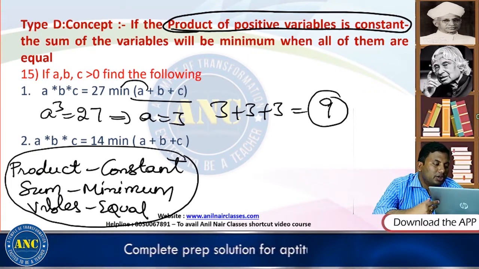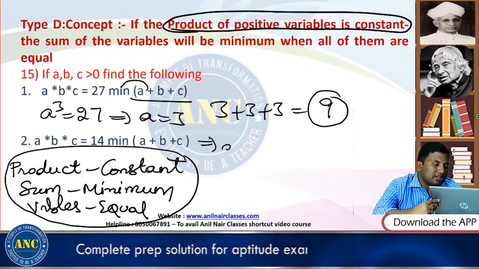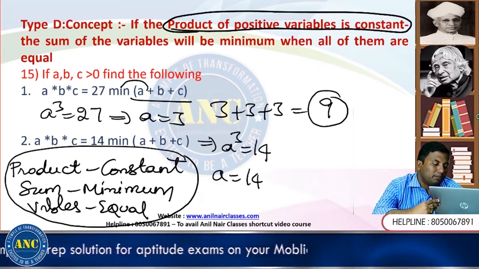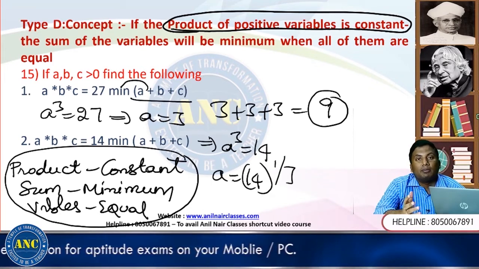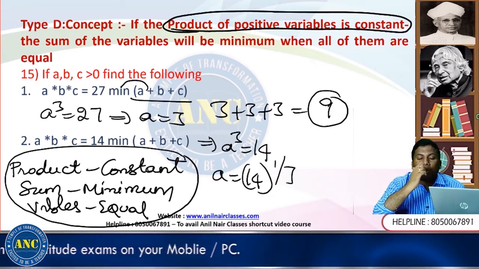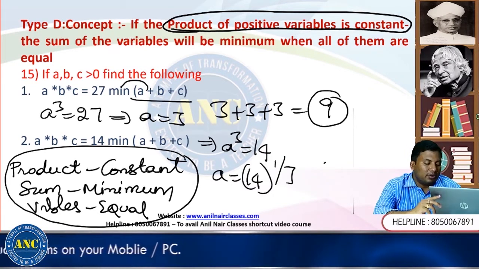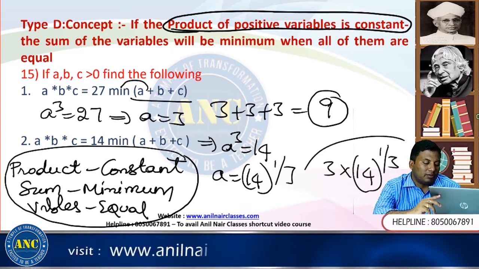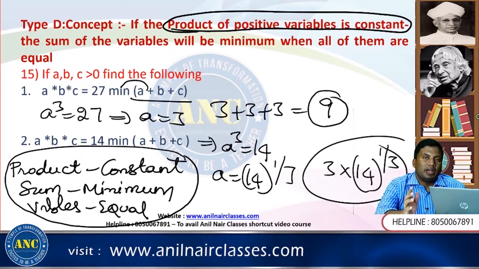A into B into C is 14, that means A cube is 14, so A value will be 14 power 1 by 3. Sum will be minimum when the product is constant and the variables are equal. Answer is 3 into 14 power 1 by 3. I hope the idea is clear.